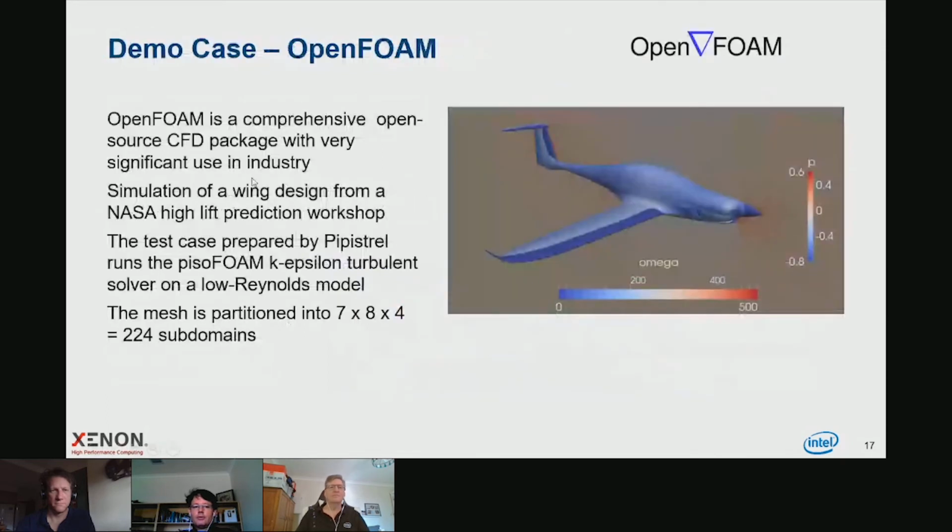For the specific example here, that's the simulation of a wing design from a NASA high-lift prediction workshop. These are standard examples that are quite commonly used in OpenFOAM. It's using a specific turbulence solver with a low Reynolds number, which is appropriate for such an aircraft design project. And the mesh itself is partitioned into 224 subdomains, which are simulated on a cluster.